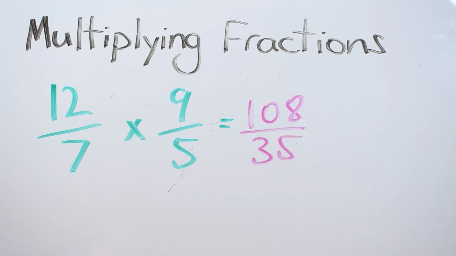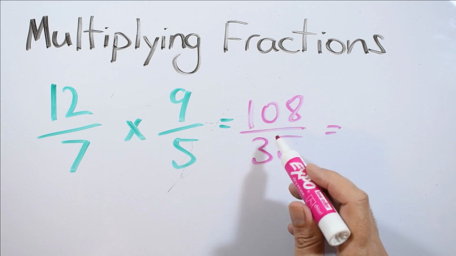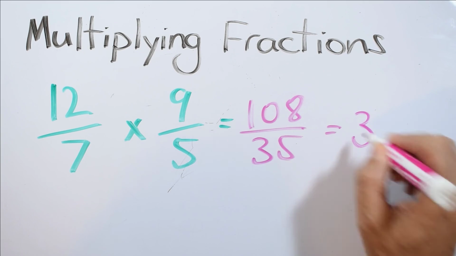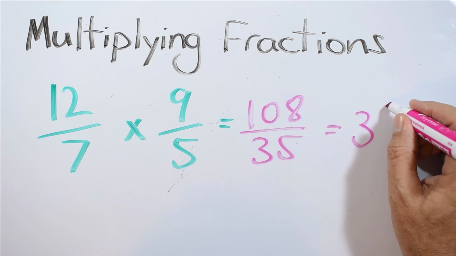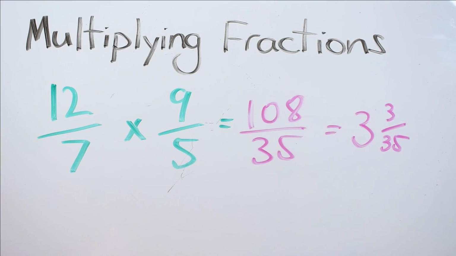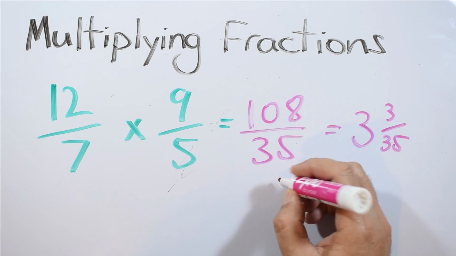So massively improper fraction. If you were to make that into a mixed fraction, to make it proper, you would say, well, how many times does 35 fit into 108? Well, you know that that's roughly 1/3 of 100, so it's going to fit in 3 times, and you're going to have 3 35ths left over. But that's essentially your answer there. That's what you get.